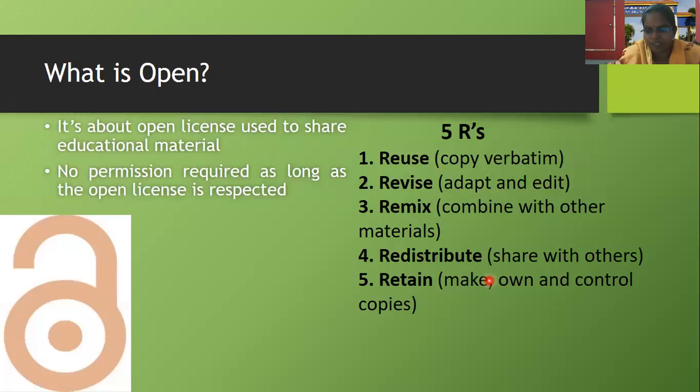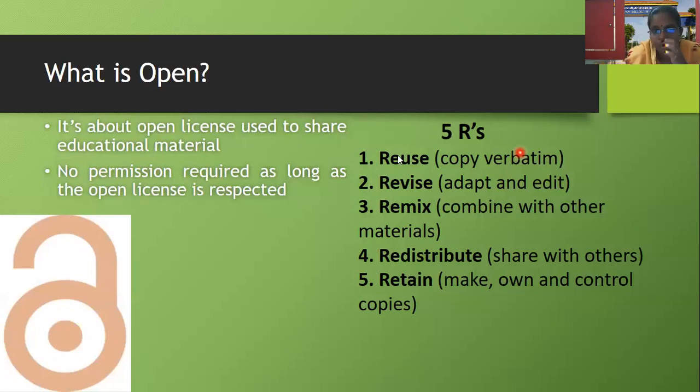When we talk about open, there are 5 types of open, the 5 R's. That is reuse, revise, remix, redistribute, and retain. Reuse means copy verbatim; we can use those resources again and again. Revise means adapt and edit the resources. Remix means combine with other materials; we can combine one material with another. Redistribute means we are able to share with others. Retain means make, own, and control copies.